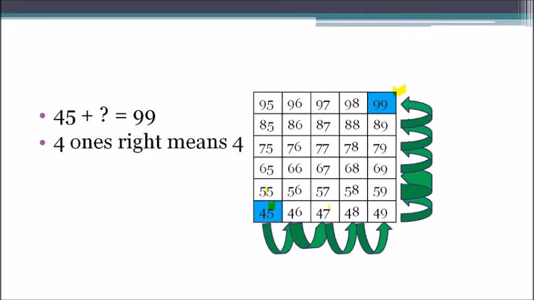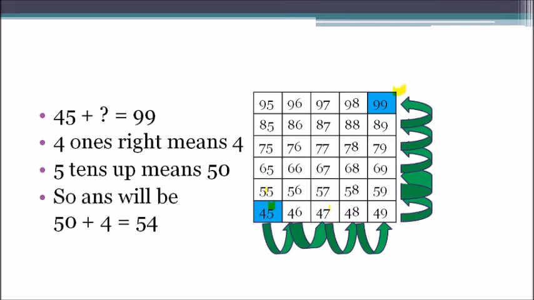We know 5 steps towards the upward means 5 tens and 5 tens means 50. So now we have 4 ones and 5 tens. When you add these numbers, 5 tens means 50 and 4 ones means 4. So 50 plus 4 is 54. So what will be the answer? Answer will be 54. Is it much easier than the normal addition? It is more interesting also.